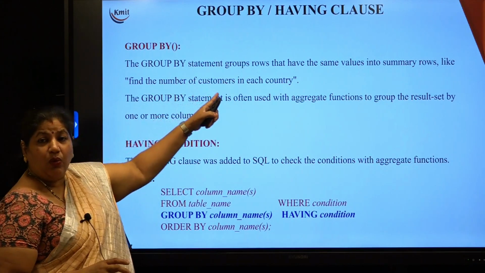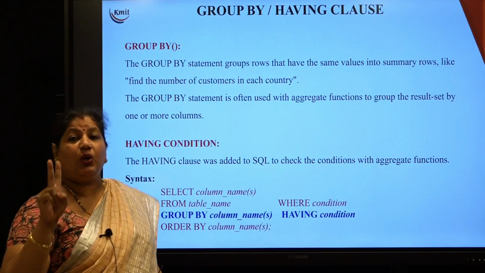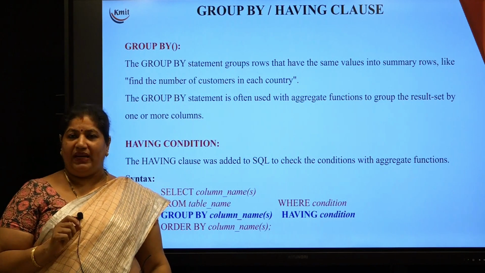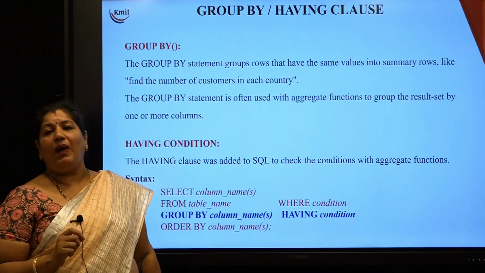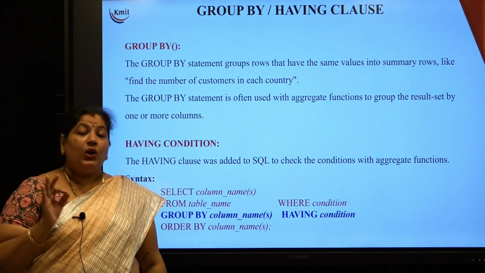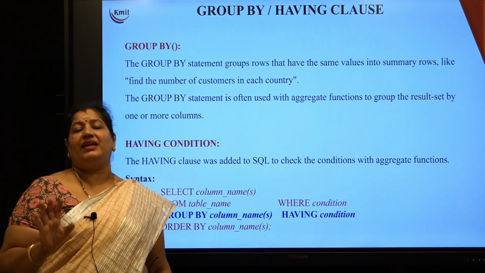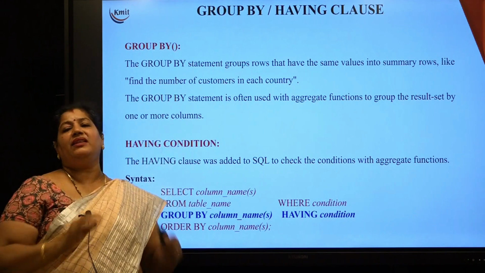Now, there are 2 special clauses which are used along with the summary or aggregate operators, called group by and having. The group by clause is going to gather or group similar data together before applying the function.